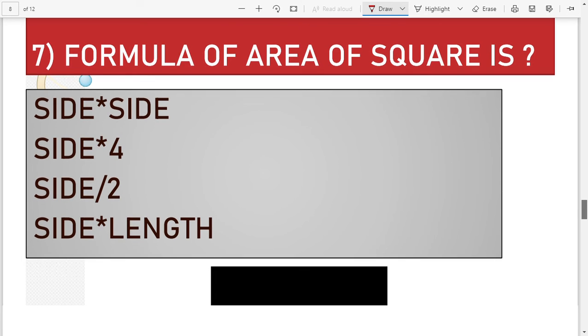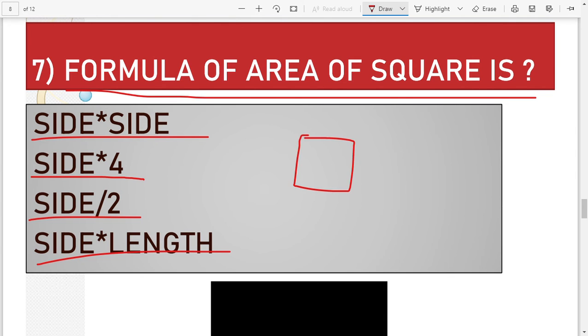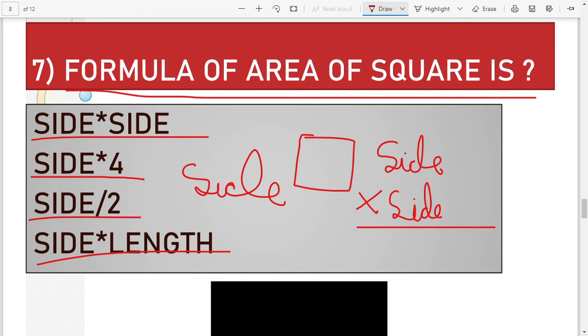Moving to the seventh question, which is the formula of the area of a square. You have to tell: side into side, side into 4, side divided by 2, or side into length. The formula of the area of a square is always side into side. Or we can also say side squared. Like 4 is the side. You have to find the area of a square of side 4, so you will multiply 4 by 4, which is 16 centimeter square. Or you can take the square, 4 squared is 16. So this is the area of a square, which is side into side. Option number 1 is the right answer.